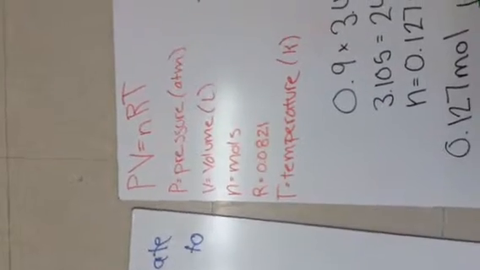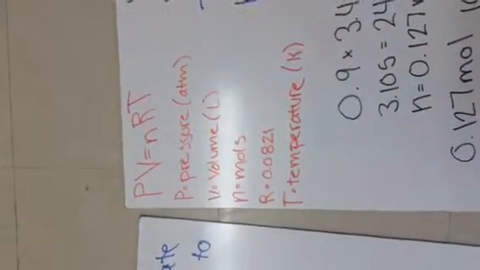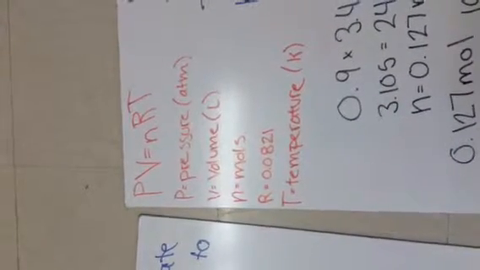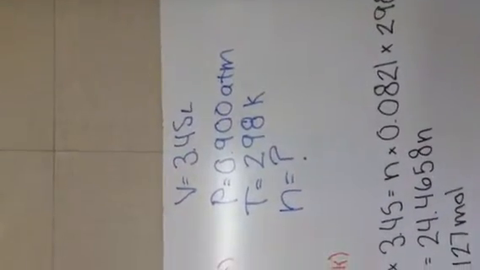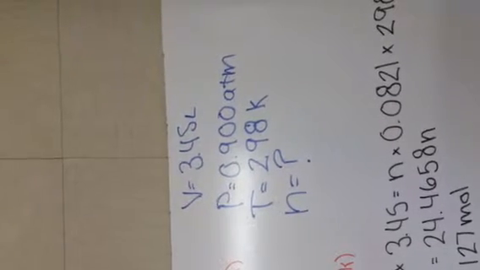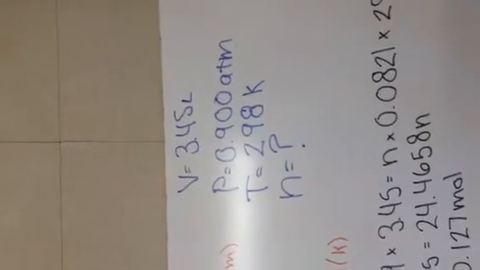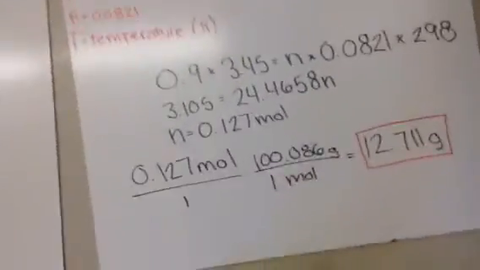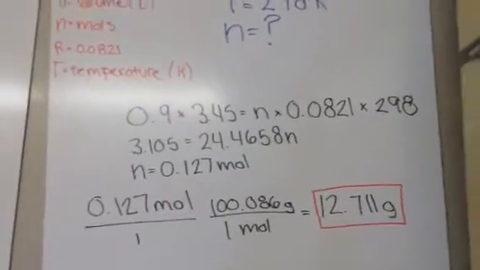P stands for pressure in atm, V is for volume in liters, n for moles, R for the constant 0.0821, and T for temperature. Our problem gives us the volume at 3.45 liters, the pressure at 0.9 atm, the temperature at 298 Kelvin, and we need to solve for n. To do this, we plug it into PV equals nRT to solve for n.